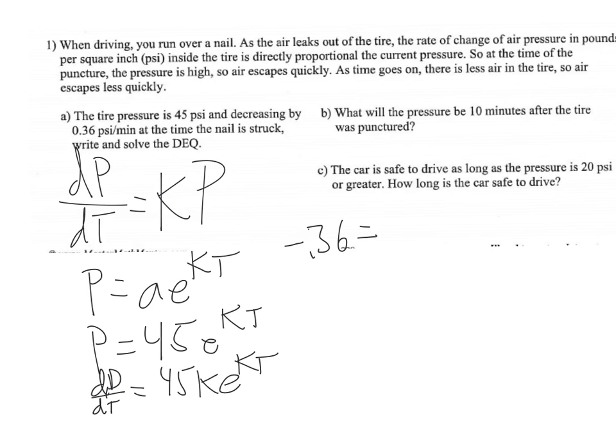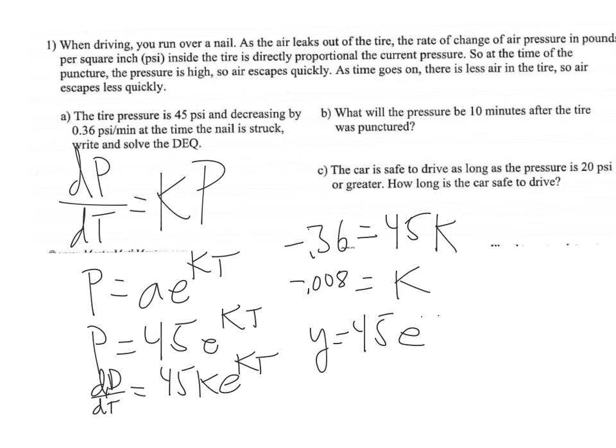So negative 0.36 equals 45 times k, and then at time equals 0, e to the 0 is 1, so we don't have to worry about that part. To find the k in this problem, we divide both sides by 45. When I did this earlier, I got k equals negative 0.008. So the solution is going to be p equals 45 times e to the negative 0.008t. So that's all part A.